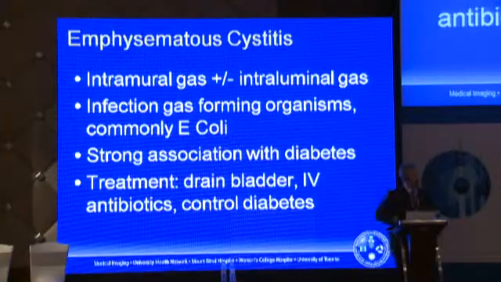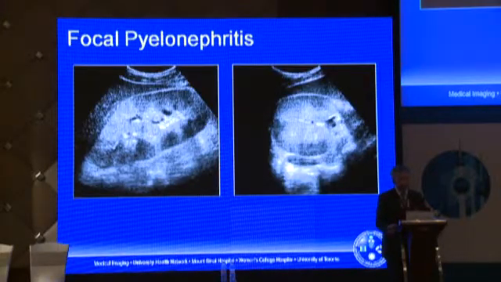Remember, emphysematous cystitis is intramural and intraluminal gas. Usually, it's most commonly E. coli. And in this case, there's a very, very strong association with diabetes. Emphysematous cholecystitis, remember, only about 1/3 of the patients were diabetic. Here, the patients are invariably diabetic. And the treatment is to rest the bladder, Foley catheter, IV fluids, and IV antibiotics.